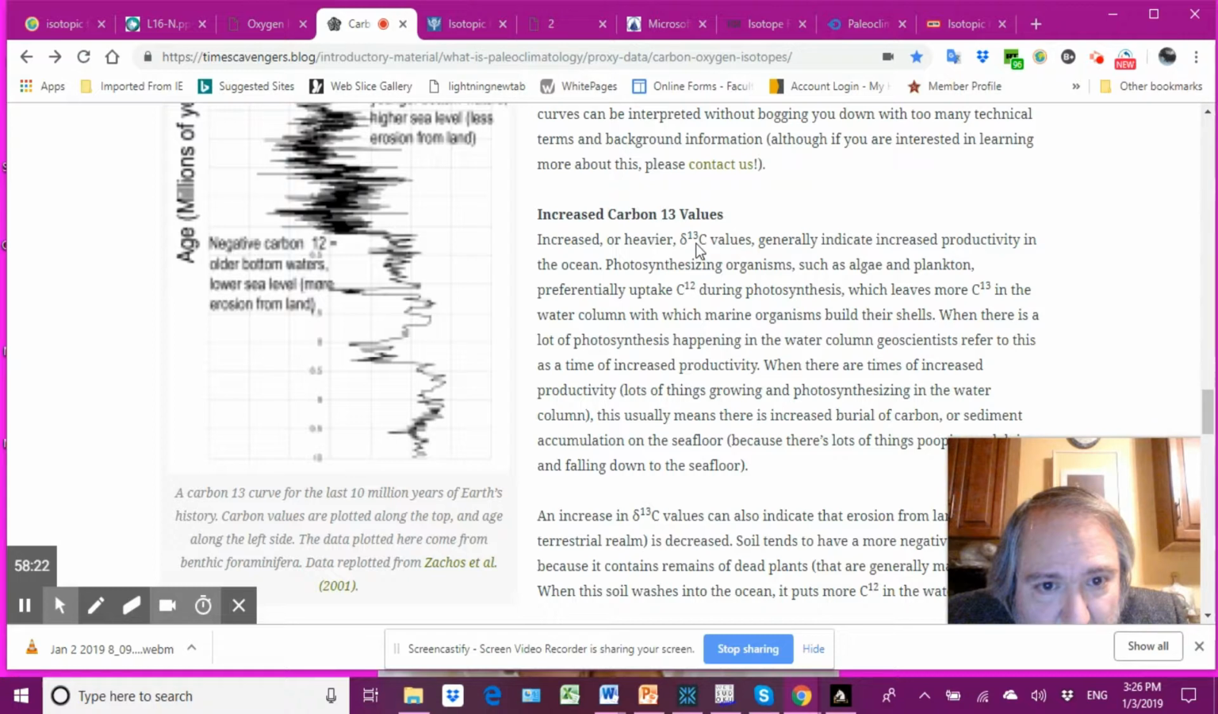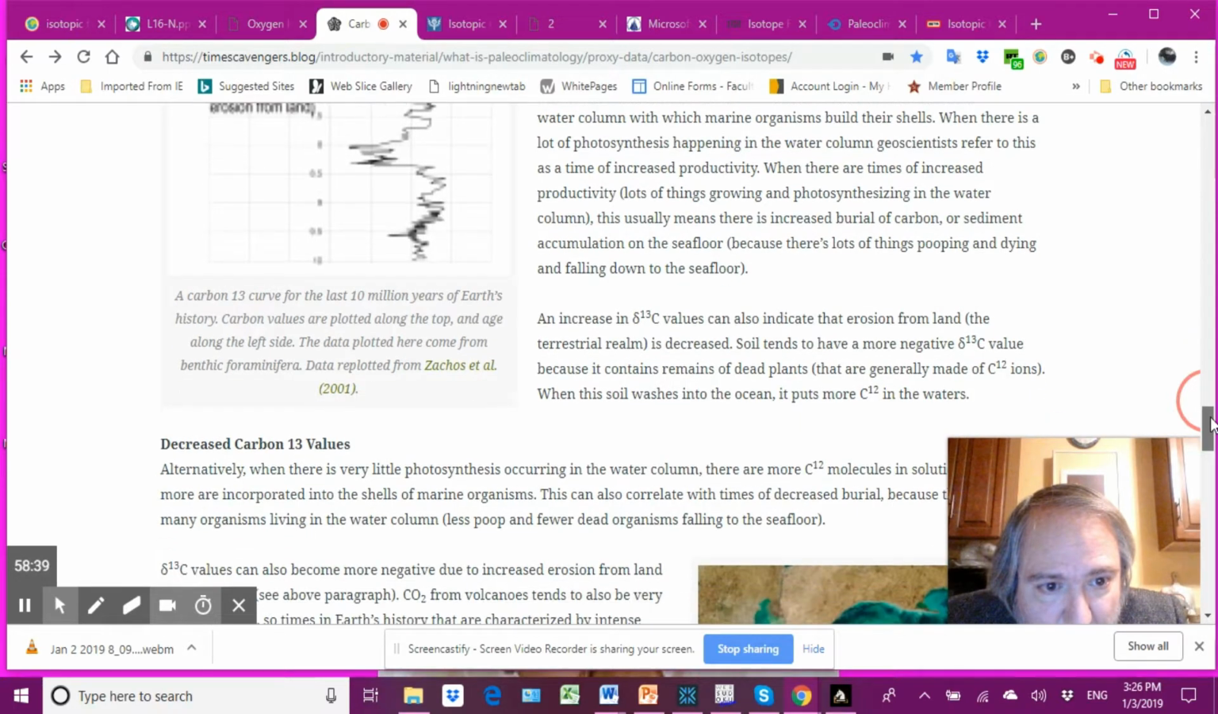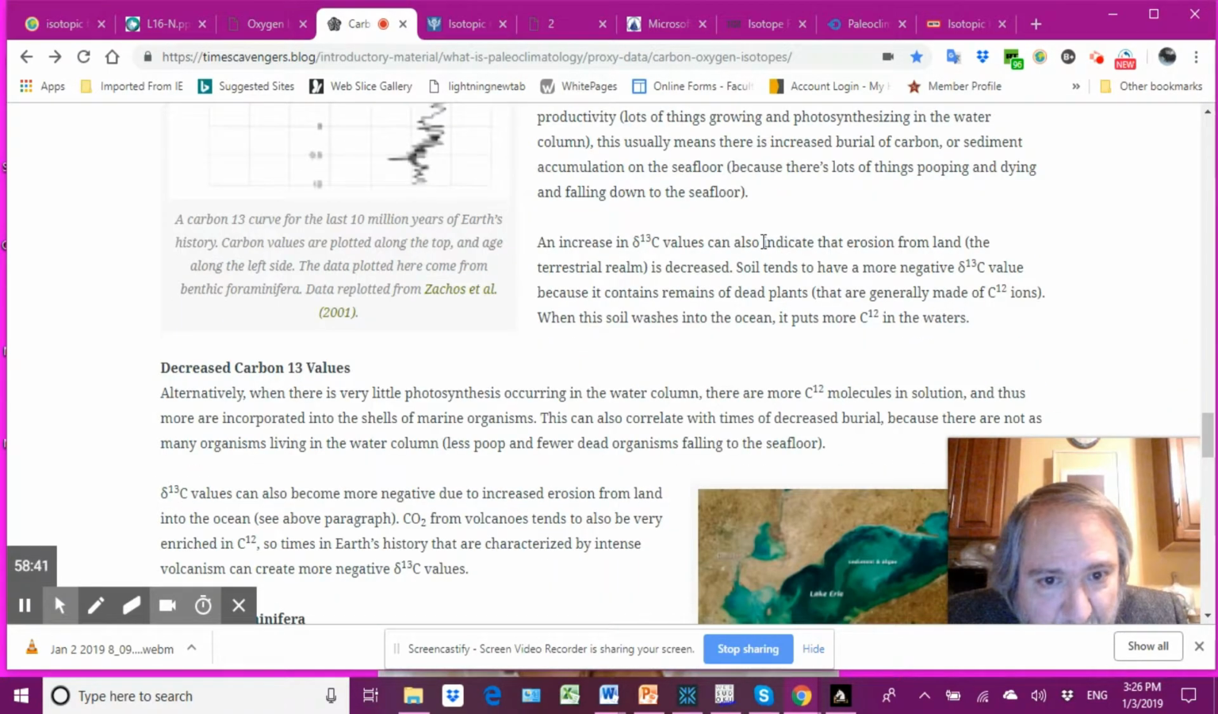Heavier Del 13C values increased, right? Generally indicate increased productivity in the ocean. So when there's a lot of photosynthesis, then there's a lot of increased productivity going on, and we see that accumulation on the seafloor. An increase in Del 13C values indicates erosion from land is decreased. Okay.